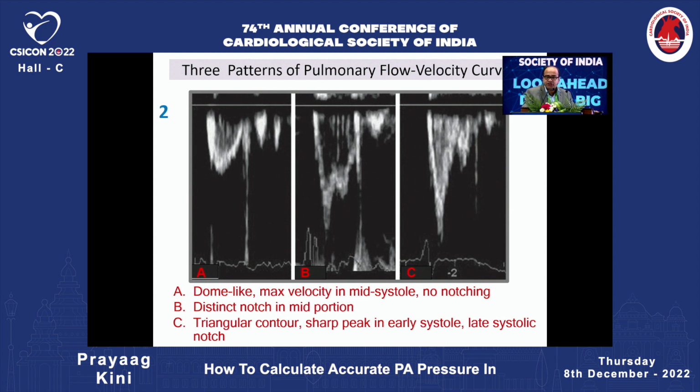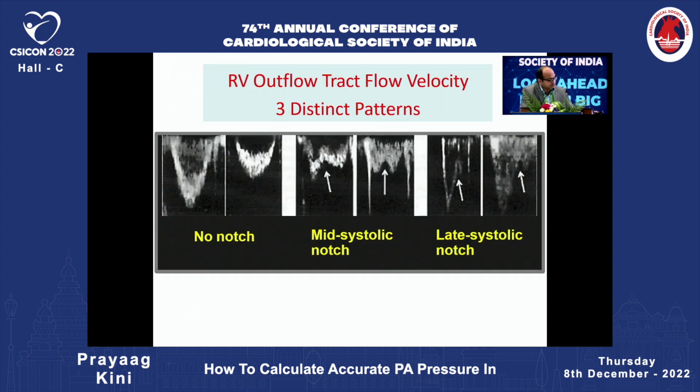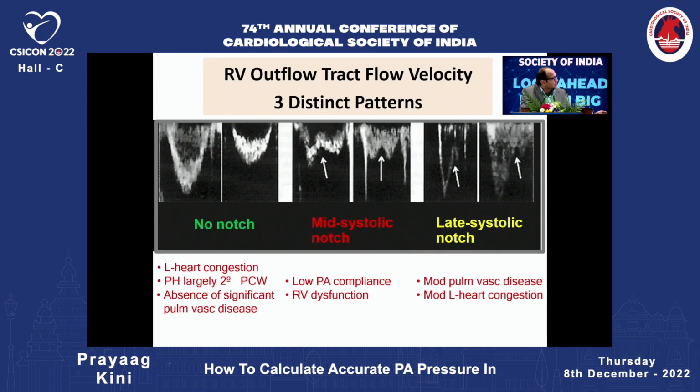You don't need a jet for this. You only have to put a pulse wave across the pulmonary artery, and it gives you this. So this is no notch, this is a mid-systolic notch, and this is a late systolic notch. In terms of signalizing it, this is the green signal, this is yellow, and this starts to get red. So this is a red flag. When you see no notch, this is generally left heart disease causing it. It's not primarily precapillary PAH.